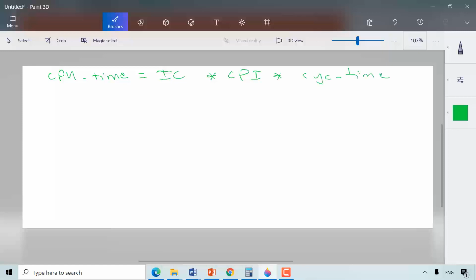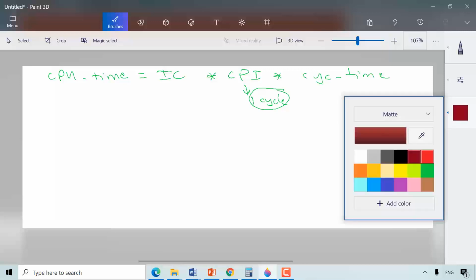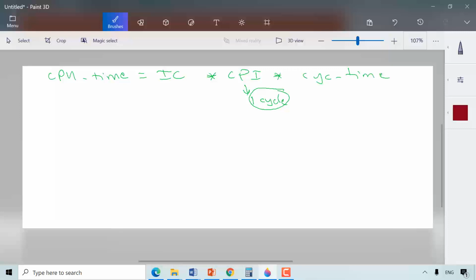In the previous example, we said very simply to assume that every instruction takes one cycle to execute. Well, that's very simplistic, and that doesn't exist in the real world. So let's take an example which reflects the real world. Let's have a program of 100 instructions.